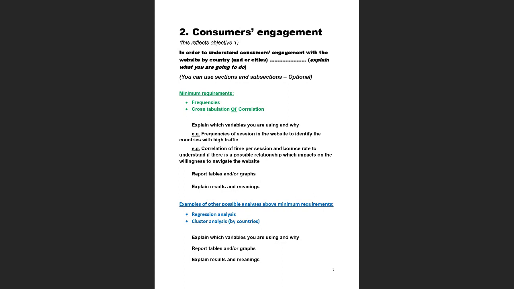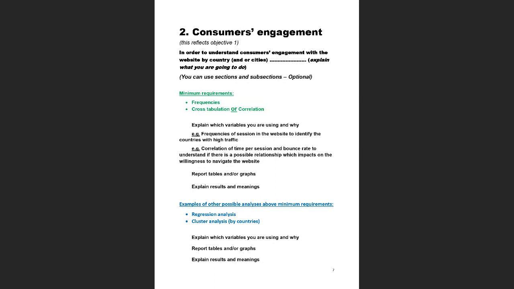You can do a cross-tabulation or a correlation. Example here, the frequencies of sessions in the website to identify the country with high traffic. This could be one solution, and that explains, say, the engagement in different countries. Or you can do a correlation of the time per session and the bounce rate, or the correlation of the time per session and the pages per session, okay?